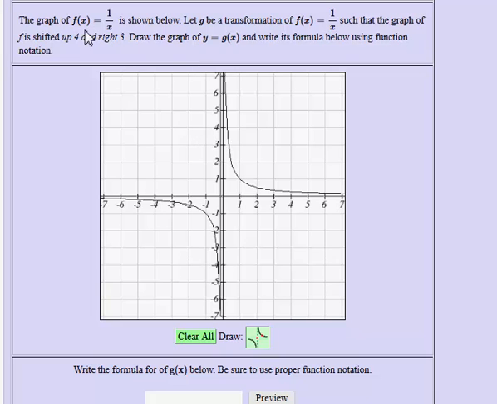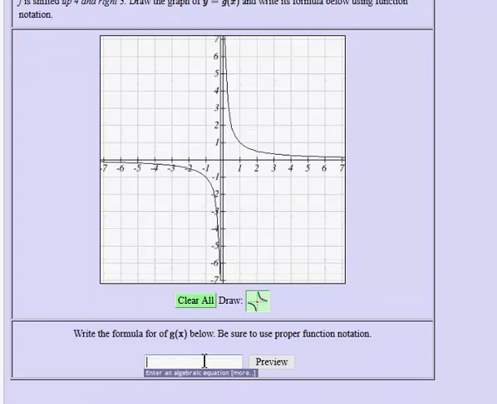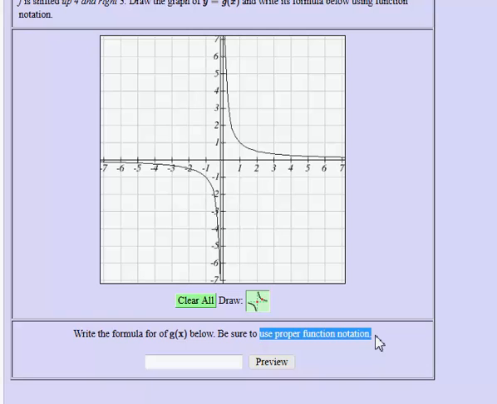In this problem, we're given the graph of f of x equals 1 over x. We are to draw the graph of a function g that's a transformation on the function f such that the graph of g would represent taking the graph of f and shifting up 4 and to the right 3. After drawing our transformed function, we're to write its formula below in the answer box here using function notation.